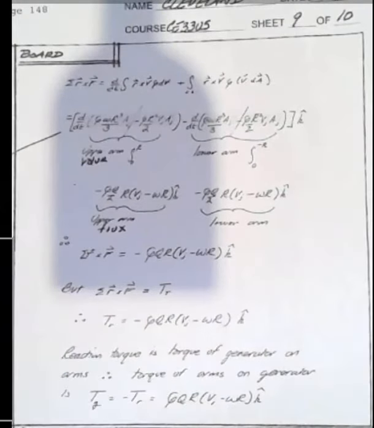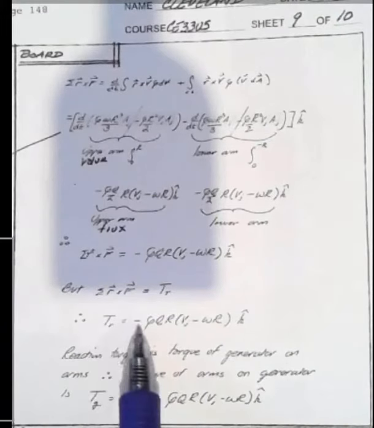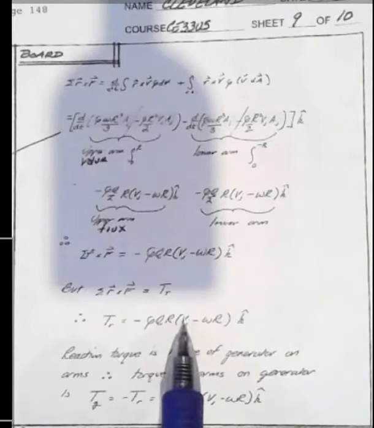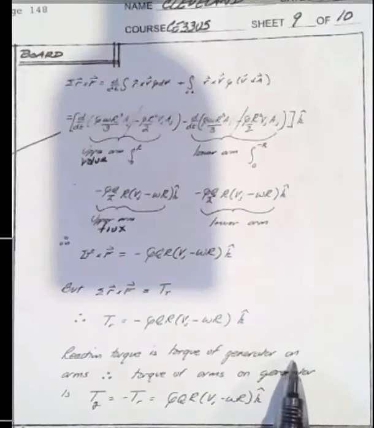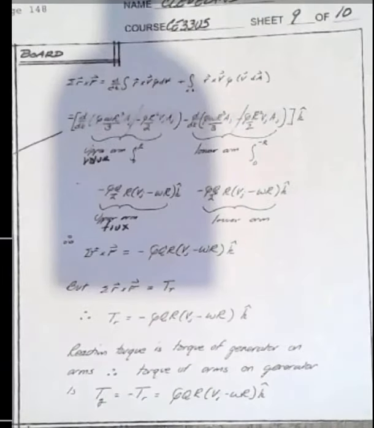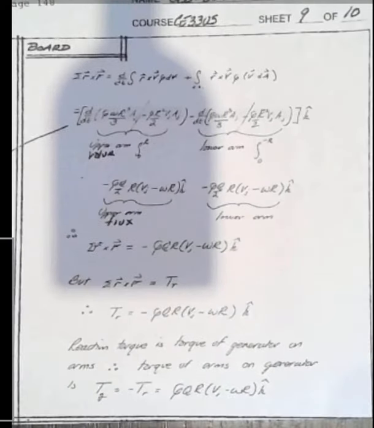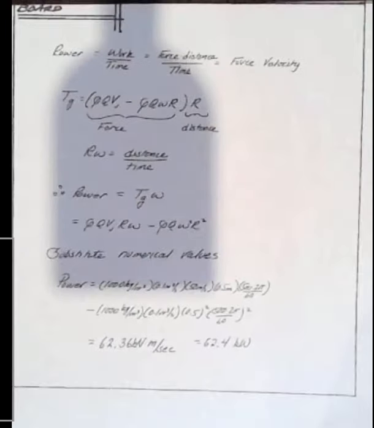Now, r cross F is the definition of torque, and so the torque is rho QR times the quantity velocity jet minus omega R, and the reaction torque is the torque of the generator on the arms. Therefore, the torque of the arms on the generator is equal and opposite, which is rho QR velocity jet minus omega cap R. And at this point, we could substitute in numerical values, which we'll do in a second.